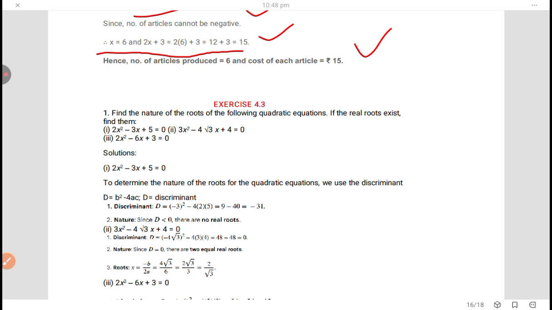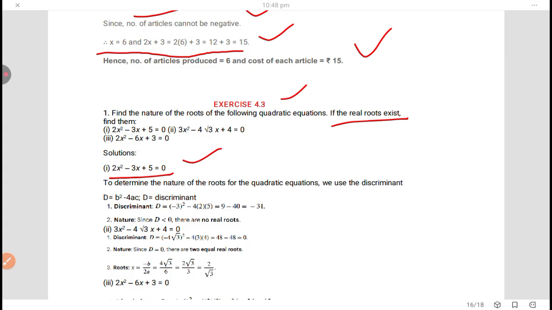Then exercise 4.3. Find the nature of the roots of the following quadratic equations, and if real roots exist, find them. There are three questions. First question, 2x square minus 3x plus 5 equal to 0.